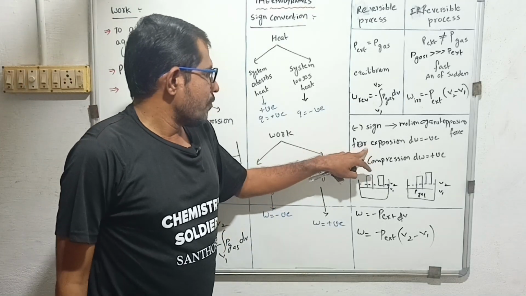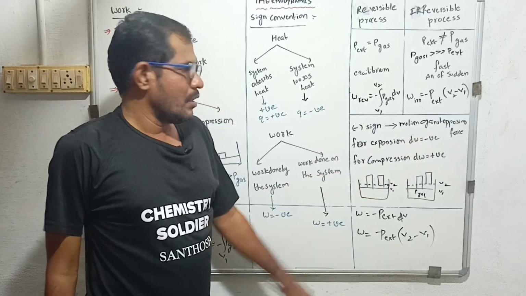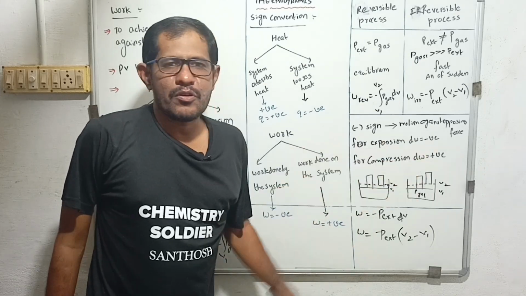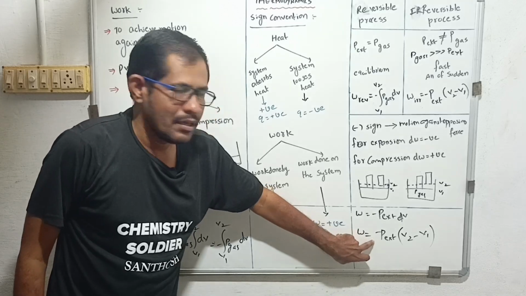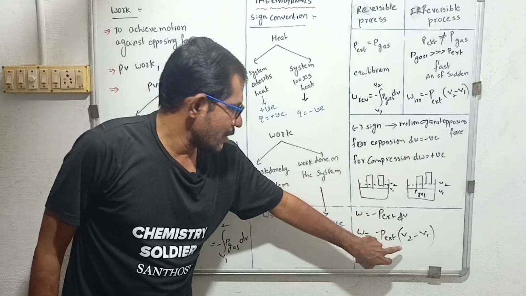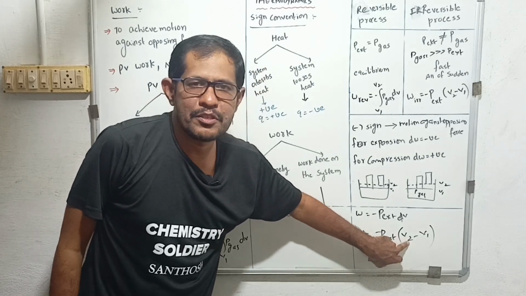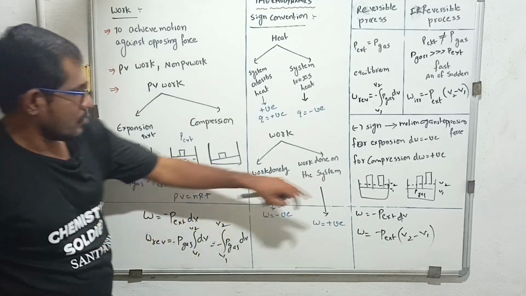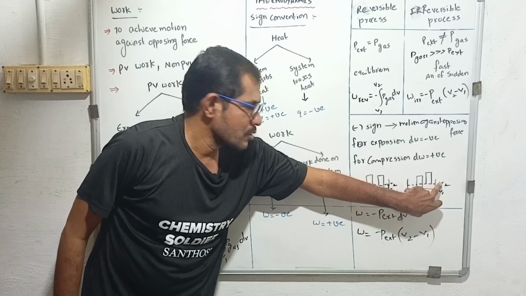And one more thing. For expansion, the work done is negative. For compression, the work done is positive. How can you say? Take this equation. For expansion, which one is bigger? V2 is bigger. So this is the expansion. This is the V1 value, this is the V2 value, so the V2 value is bigger.